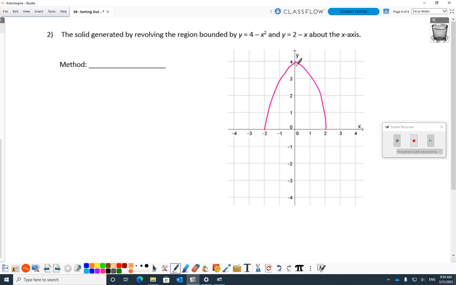Well, you could sub in 0 and you'd get 4. You could sub in 2 and you get 0. I mean, hopefully 4 minus x squared is not what's going to hold you up here. Then 2 minus x. There's 2 minus x on both sides.